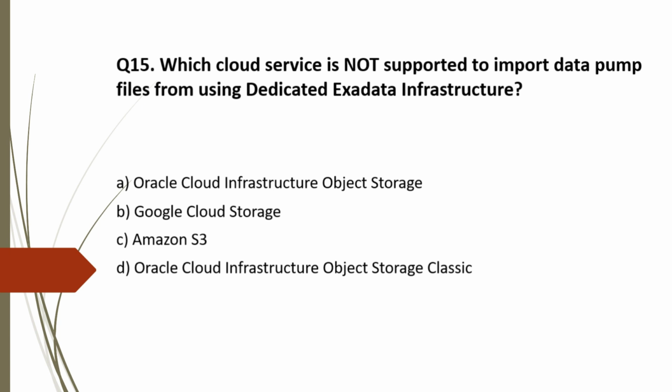Option A, Oracle Cloud Infrastructure Object Storage. This is supported, so incorrect choice. Option B, Google Cloud Storage. No, Google Cloud Storage is not supported, hence this is the correct choice. Option C, Amazon S3. This is also supported, so incorrect choice. And the last option, option D, Oracle Cloud Infrastructure Object Storage Classic. This is also supported, so incorrect choice. So the correct option for question 15 is option B.